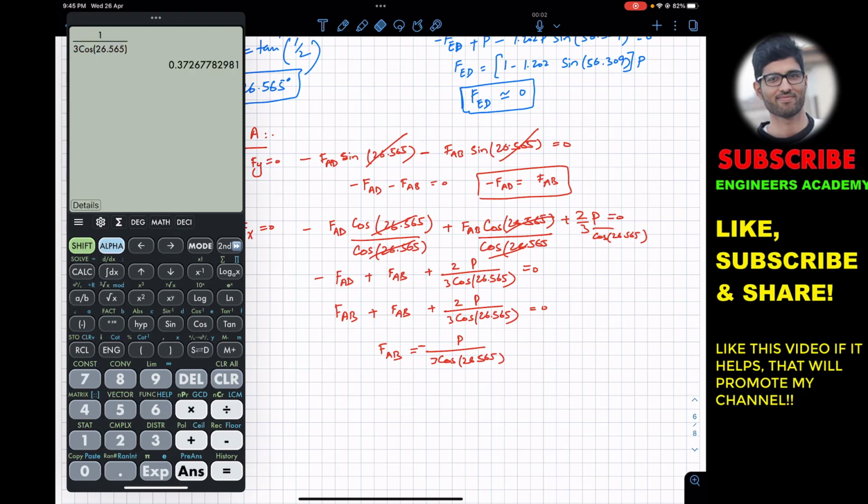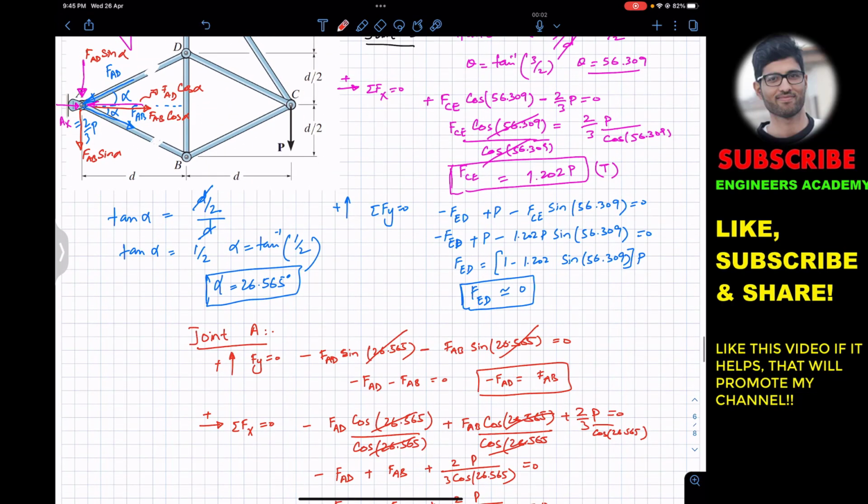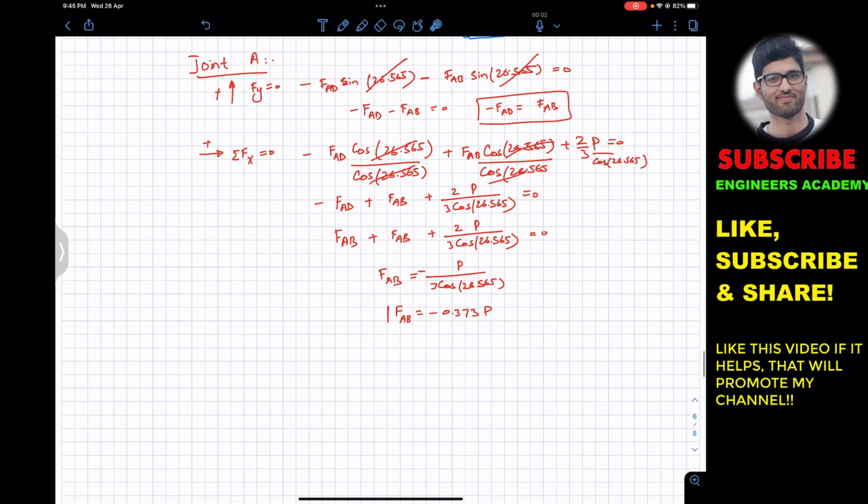26.565, this is equal to minus 0.373 P. So FAB. Now we got the negative sign. The assumed direction of FAB is not accurate. FAB is acting towards this joint A. So this means that the AB member is in compression if its force is acting towards that joint A. So now we can say that FAB magnitude is 0.373 P, and this is the compressive force.